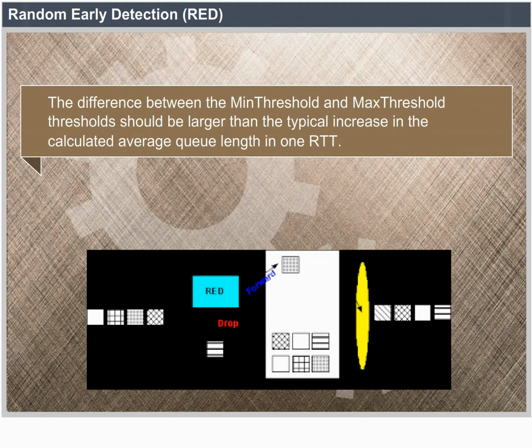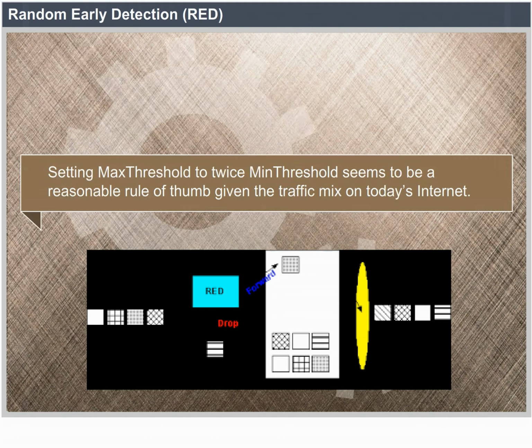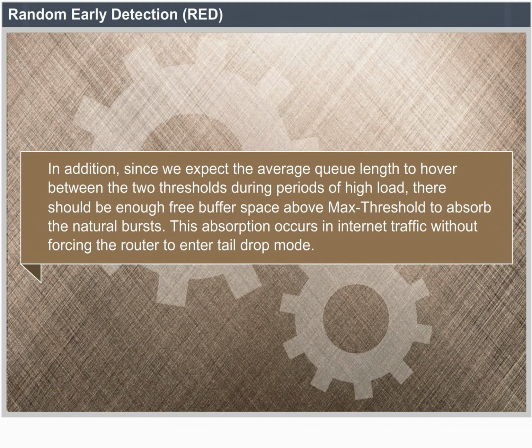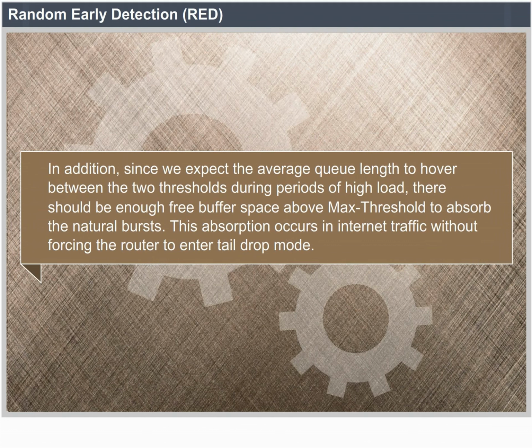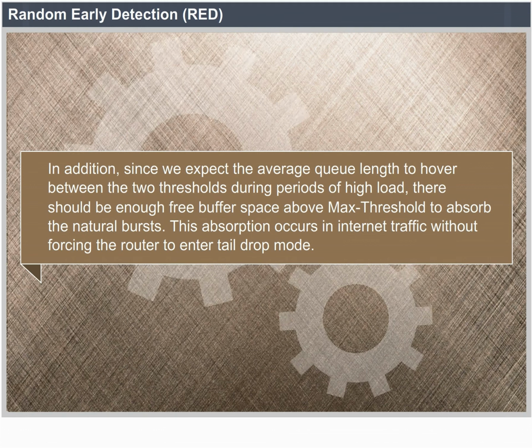Setting the maximum threshold to twice the minimum threshold seems to be a reasonable rule of thumb given the traffic mix on today's internet. In addition, since we expect the average queue length to hover between the two thresholds during periods of high load, there should be enough free buffer space above the maximum threshold to absorb the natural bursts that occur in internet traffic without forcing the router to enter tail drop mode.